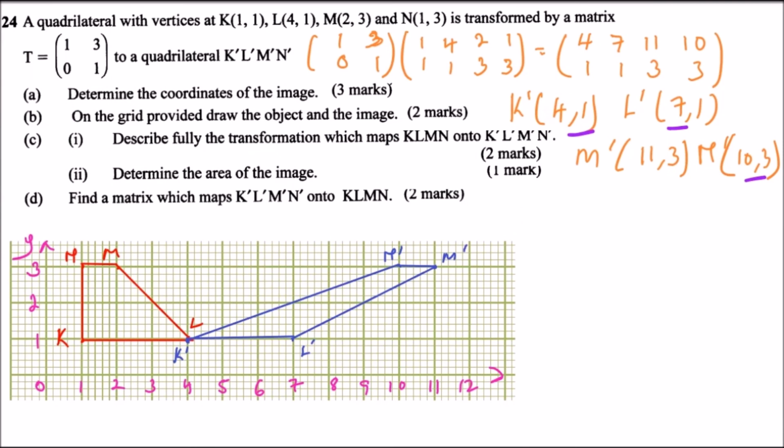So this is the image that we obtain by plotting the coordinates of the image, and then we look at part C. We are told, Roman number 1, describe fully the transformation which maps KLMN onto K'L'M'N'. So if you observe the object and the image, the transformation is a shear transformation.